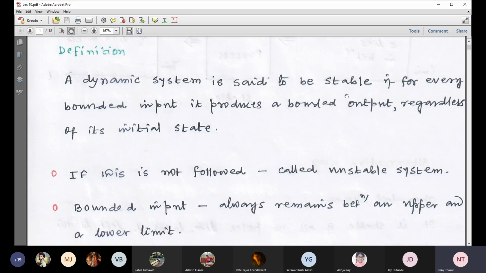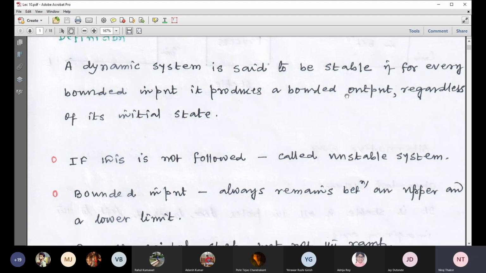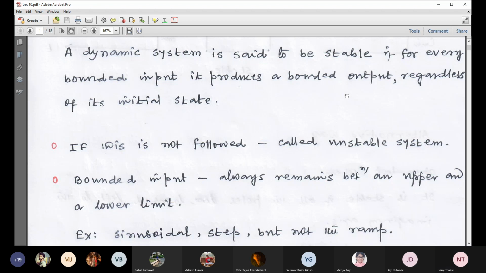So this is basically the bounded input always remains between an upper and lower limit. Can you give any example, student, of bounded input? We have considered several forcing functions like step, pulse, impulse, ramp, sinusoidal, which are under this category, bounded. Anyone? Sinusoidal. Yes, sinusoidal. Step is also within this. Yes. But not the ramp.